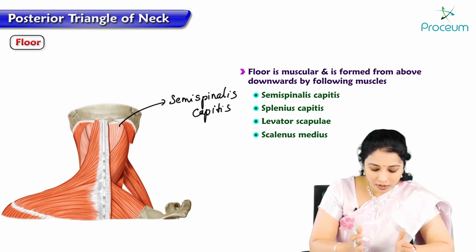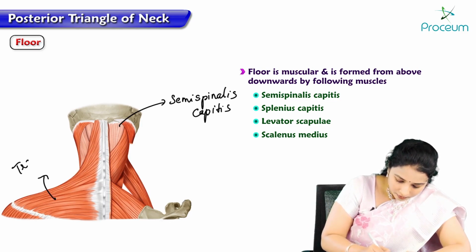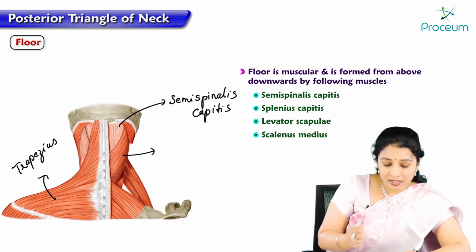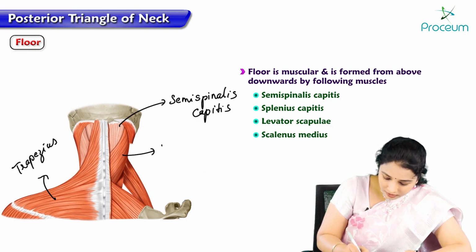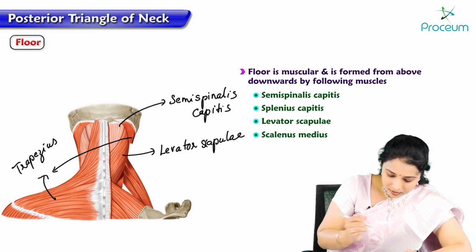So this is the posterior view of the neck where the superficial muscle, this side, is the trapezius. And here is the levator scapulae. After removing the trapezius, the other side is shown. So this is levator scapulae, and we can see the cut part of trapezius as well.